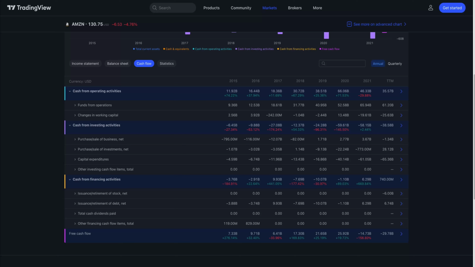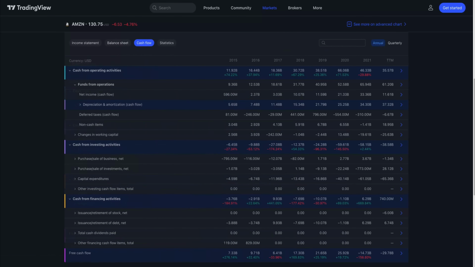Now that we covered the main components on the cash flow statement, let's dive a bit more into it and check the subcategories. Starting with the cash flow from operating activities, the first section we see is net income.